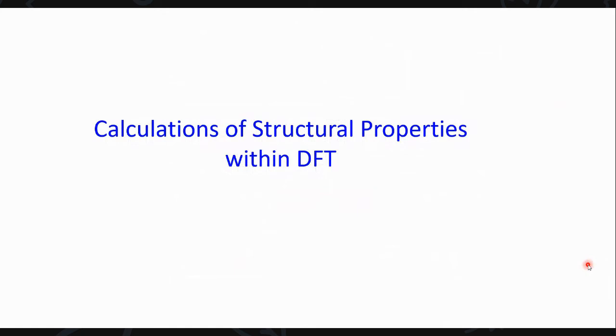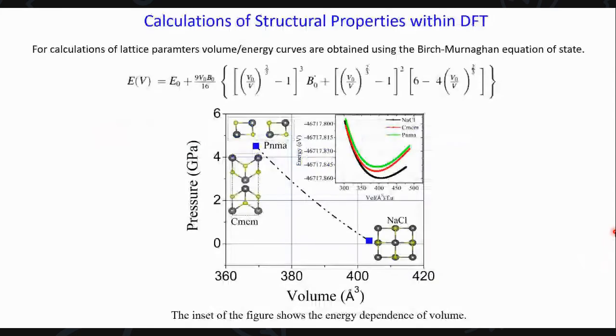So we will start with the structural properties that we get within the DFT using the Wien2K code. In structural properties, using the Birch-Murnaghan equation of states, Wien2K gives the energy against the unit cell volume. So you can get these kinds of plots. They are obtained with the Birch-Murnaghan equation of states.